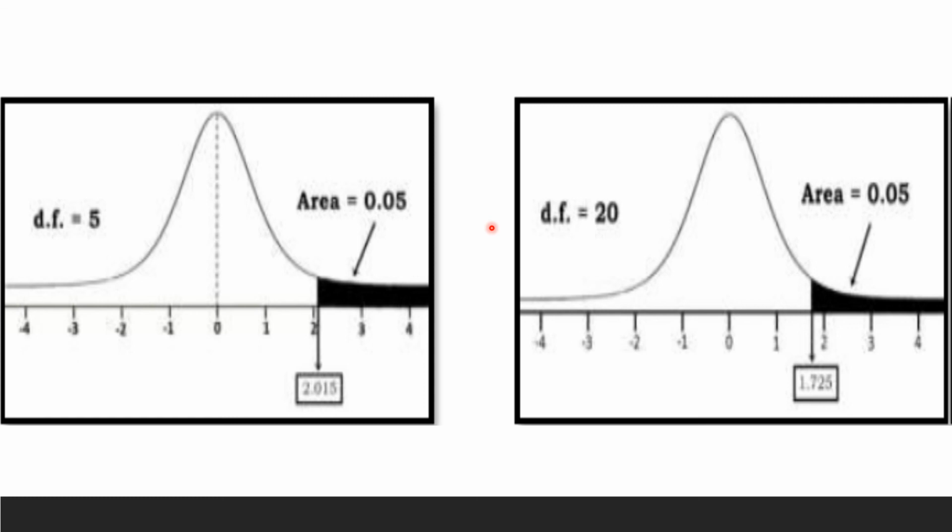As I have said here, if we have 5 degrees of freedom and the area to the right is 0.05, the t-value is 2.015. But on the other hand, if the degrees of freedom is 20 and the area is 0.05, then we can see here that the value of t is 1.725. It gets smaller as the degrees of freedom increase.